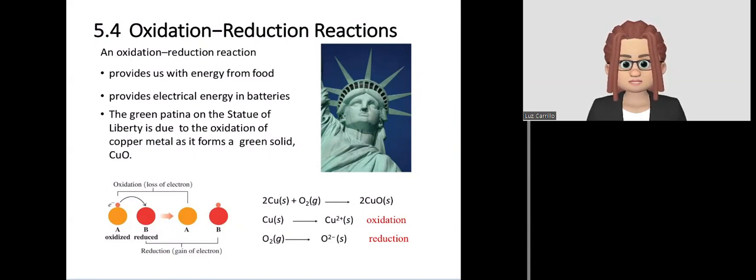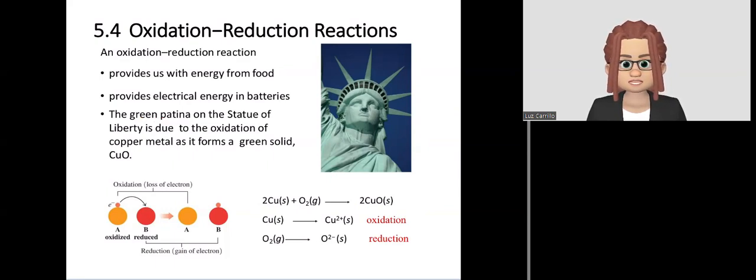In the picture that you see on the right, that's the Statue of Liberty. Below, we can see the chemical reaction for the copper that is the material the Statue of Liberty is made out of. Because of its exposure to the oxygen in the air, it has formed copper 2 oxide. And that copper 2 oxide is that green tint that the monument has.